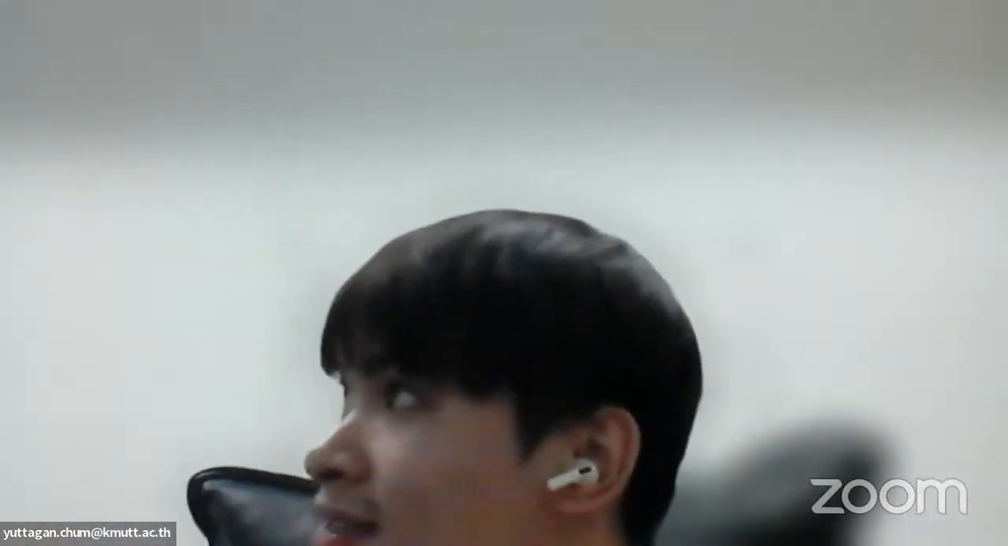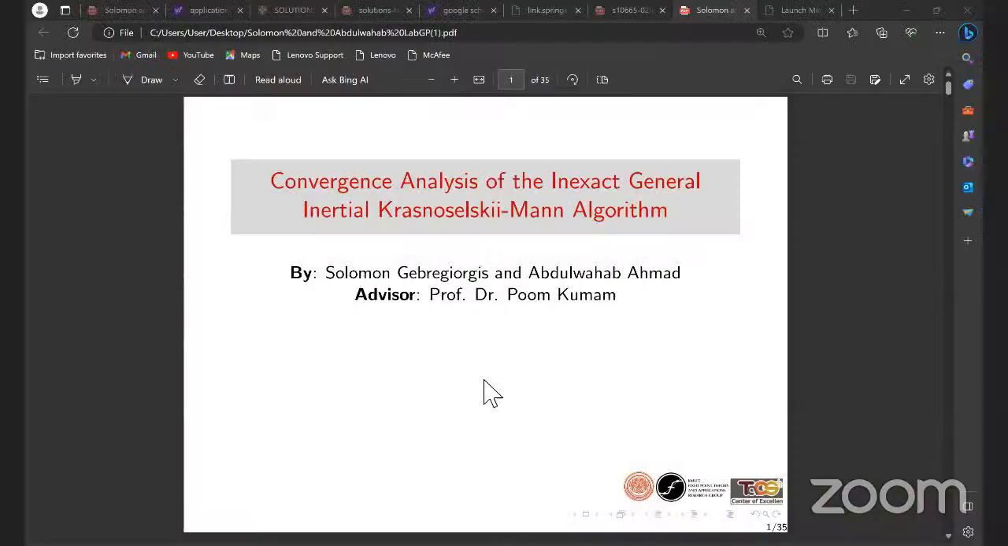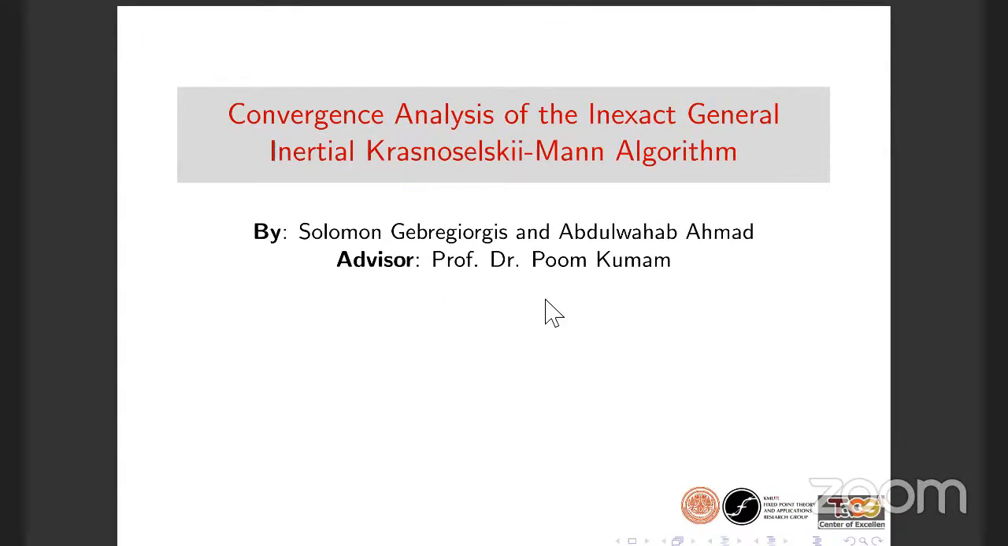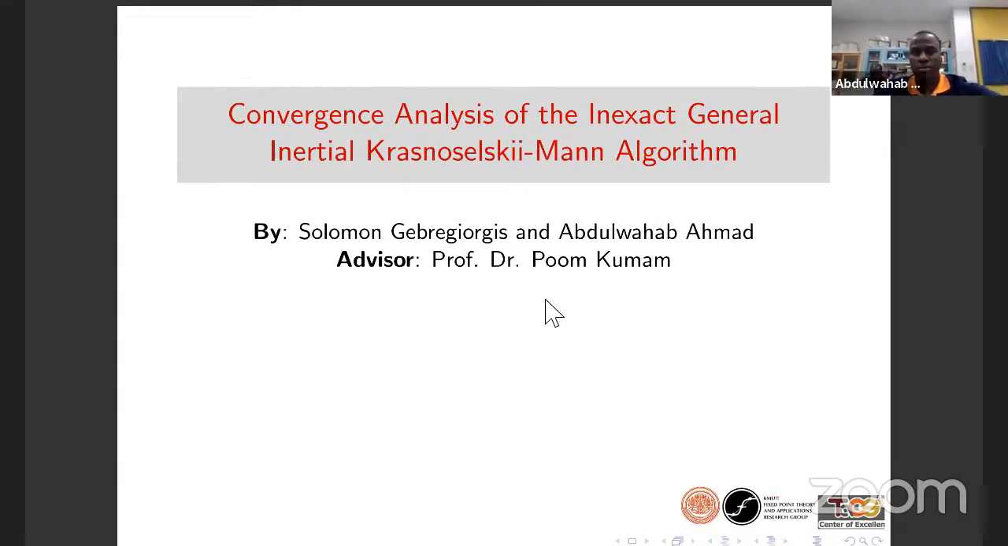You can use Control L for full screen. Okay, can you see it now, please? Yeah.